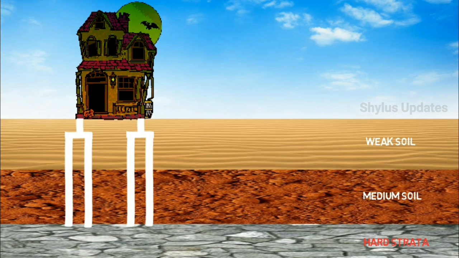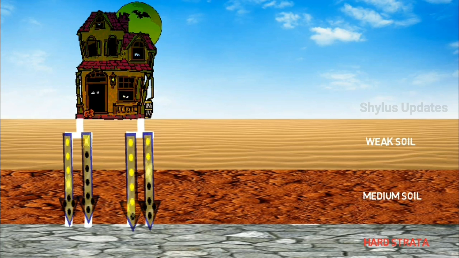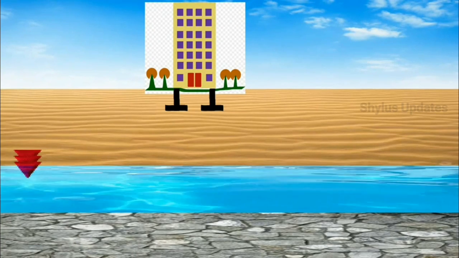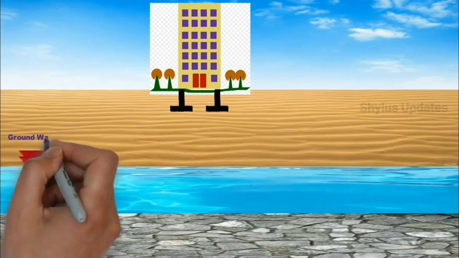Pile foundation is the best choice. It transfers the heavy loads through the underlying weak soil to the hard strata. It consists of piles that are dug into the soil. These foundations transfer the building load to the bearing soil with a better load carrying capability. Now let's see why pile foundations are used.